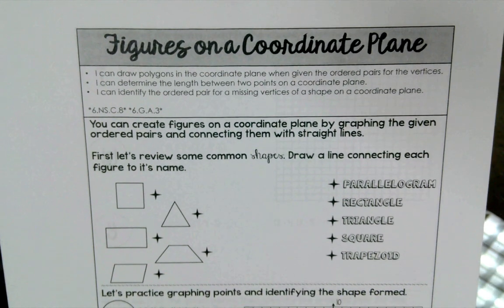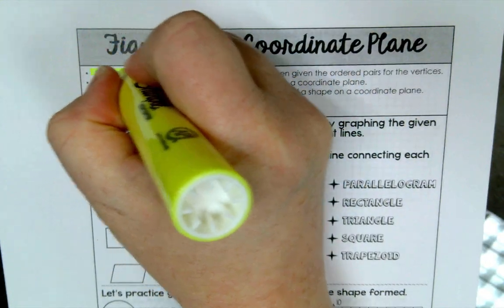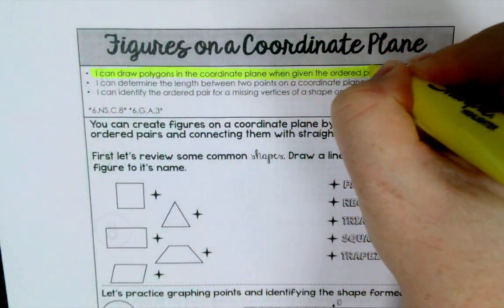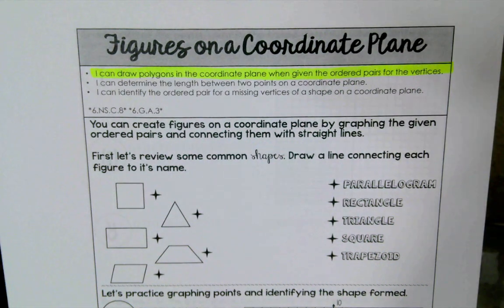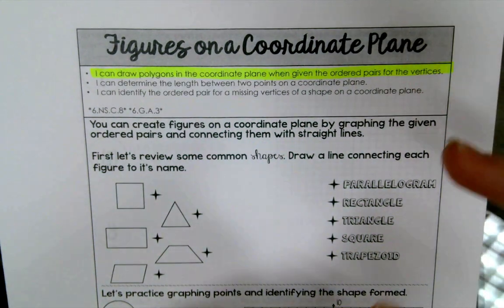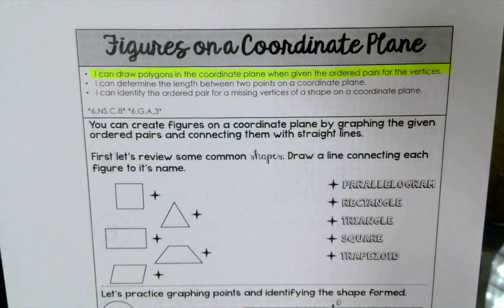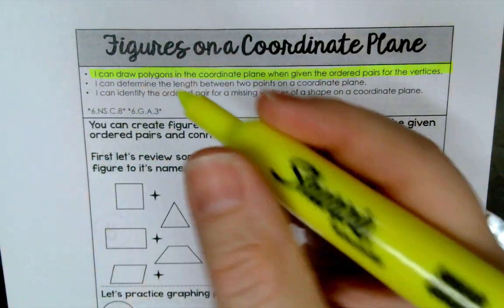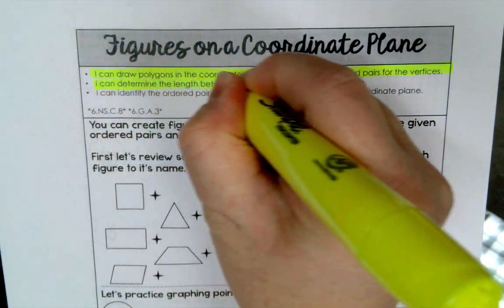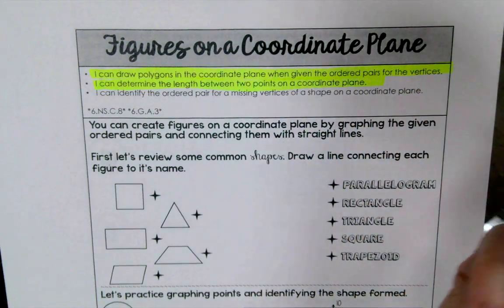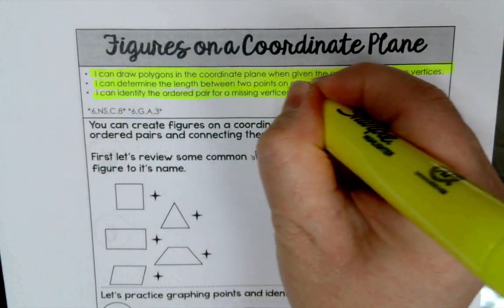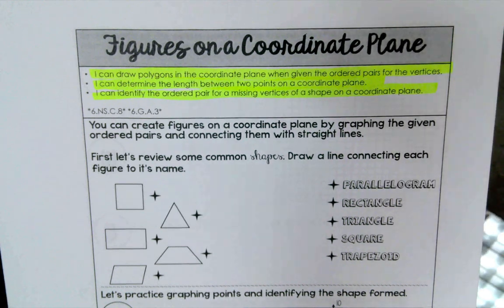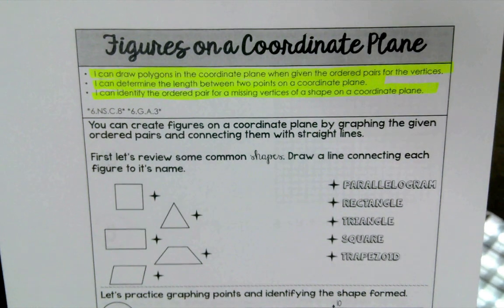So one thing I wanted to highlight that we're focusing on is that I can draw polygons in a coordinate plane when given ordered pairs for the vertices. Okay, the vertices are going to be the corners of each, the corners of where two lines meet. We'll get into that. I can determine the length between 2 points on a coordinate plane, and then I can identify the ordered pair for a missing vertice of a shape on a coordinate plane. There's a lot of things we're going to do.